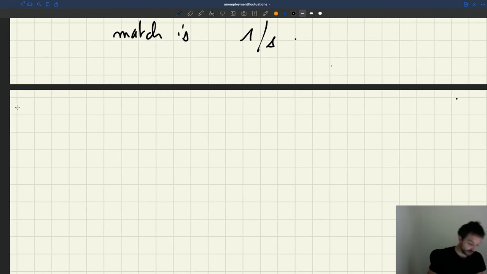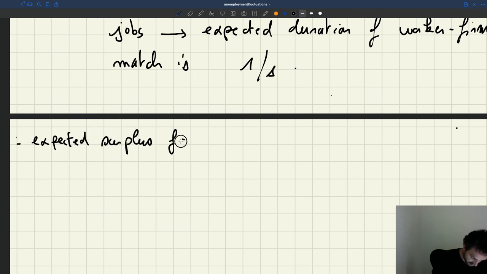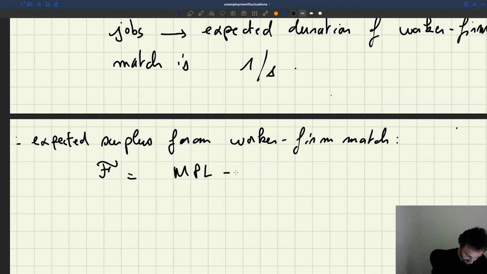So the expected surplus from a worker-firm match, which we are going to call F, curly F, is (MPL minus W) divided by S. Something that's kind of important, maybe I didn't mention: when we compute a surplus, we have to compare what happened. This is the value of the worker. The worker is going to deliver MPL minus W for a duration 1/S. So the value of the worker is (MPL minus W)/S.